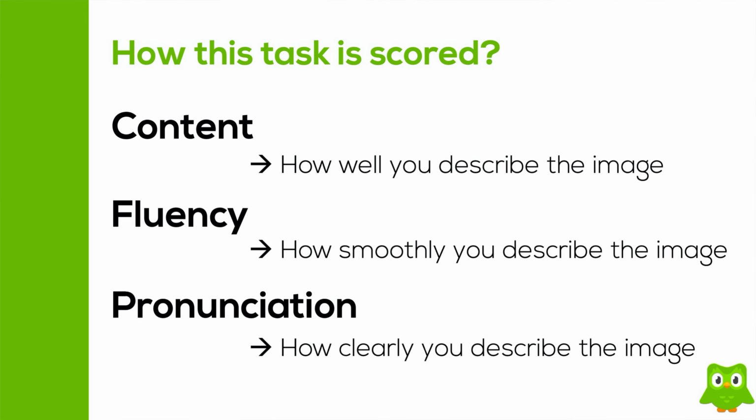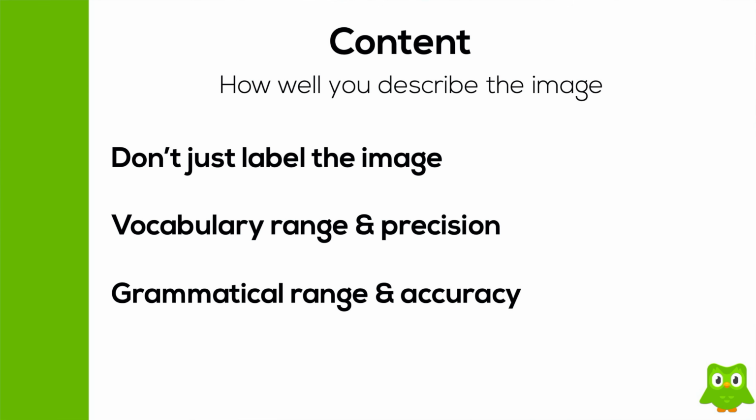So to get a high score on this task, you have to think about three things: content, fluency, and pronunciation. So let's take a look at content first. Content refers to how well you describe the image. So the first point is about labeling versus describing. Do you actually describe the image or do you just label it? If you just label an image, you'll get a very low score.